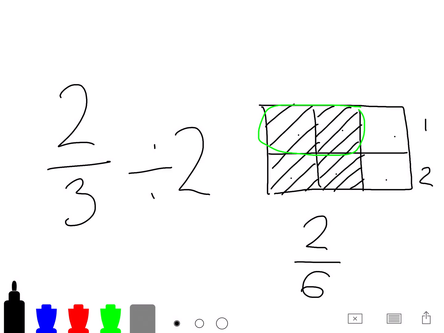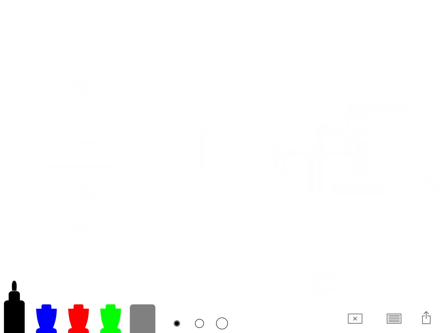Now, some of you probably recognize that this is a number that can be reduced. This fraction can be reduced. 2 and 6 both have a factor of 2, but for our purposes, we're going to skip that for now, and I'm going to show you how to solve this using the standard algorithm. So let me refresh the page, and let's rewrite the problem.